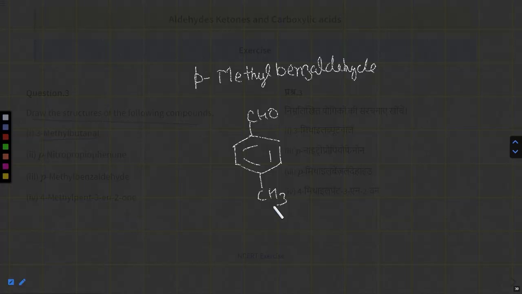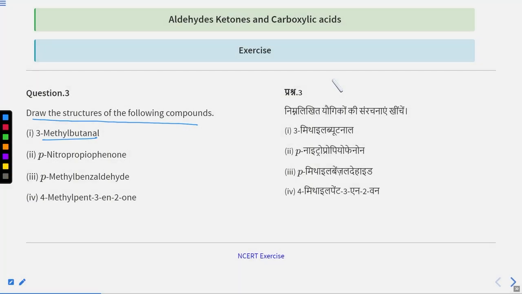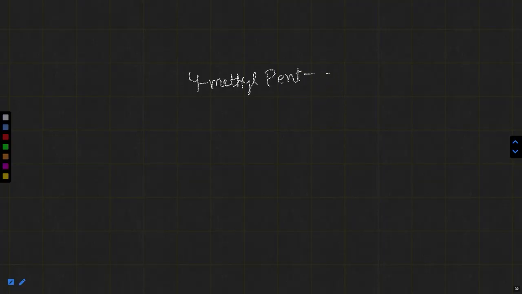Next is 4-methyl-pent-3-en-2-one. So at first we will draw pentane. Then at 3 position, suppose this is 1, 1, 2, 3, we have a double bond. And at 2 position, we have a ketone. And at 4th position, 1, 2, 3, 4, we have a methyl. 5 carbons should be there. So this is the structure.